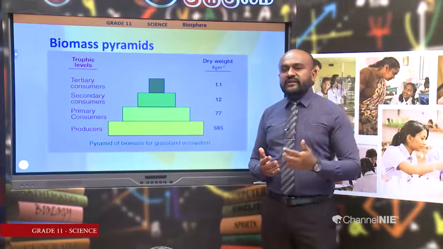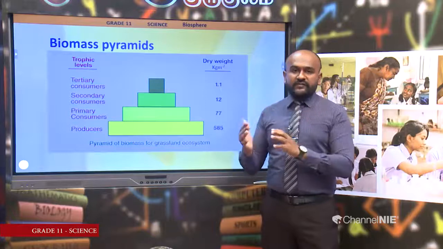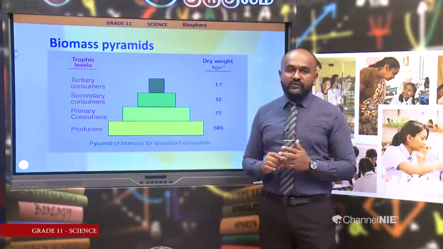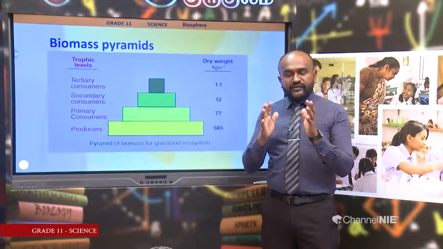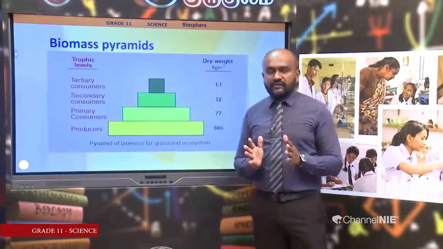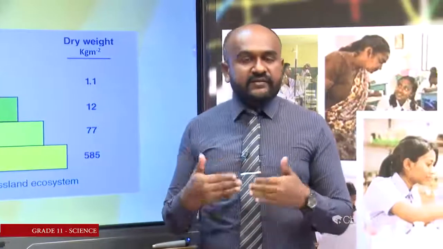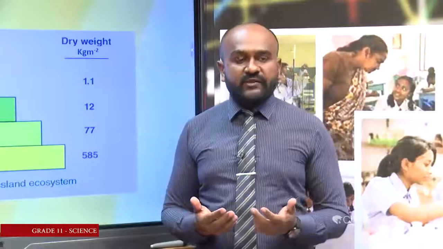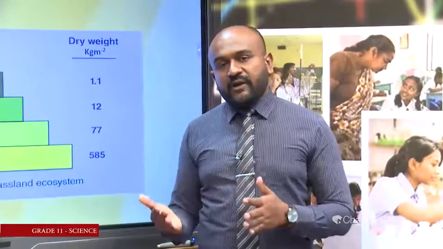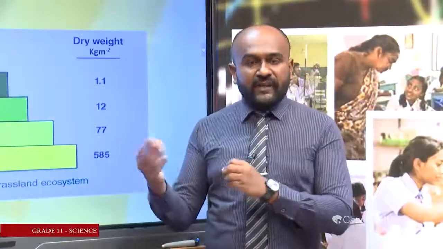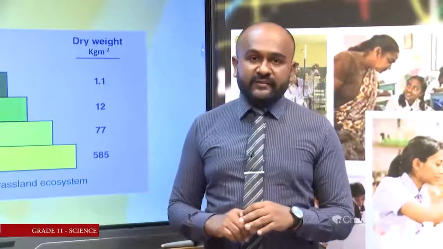Yes, that can also be inverted, because it does not consider how fast the organisms grow. So, as it does not consider how fast the organisms grow, there are instances where the biomass pyramid can also become inverted. To avoid this problem, ecologists have introduced another pyramid called energy pyramid.